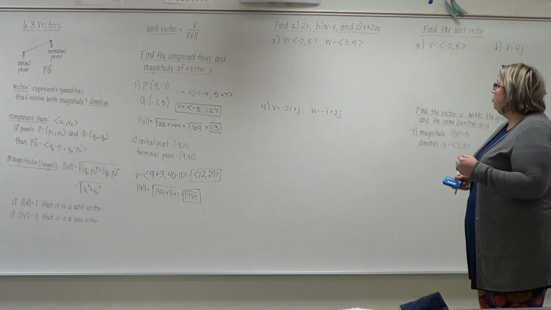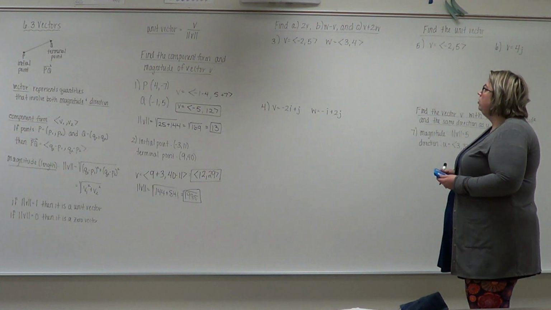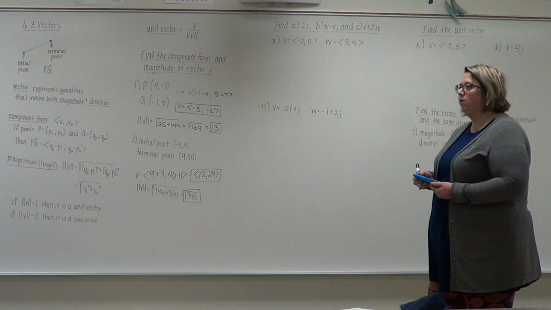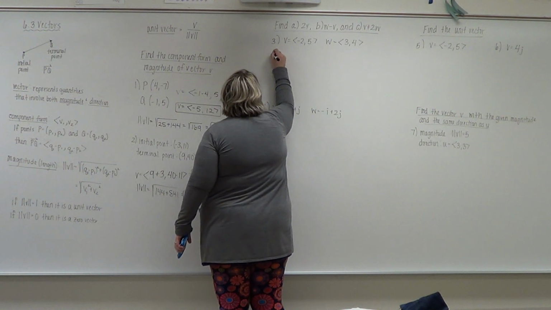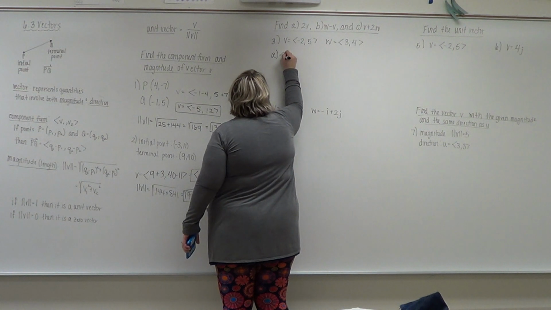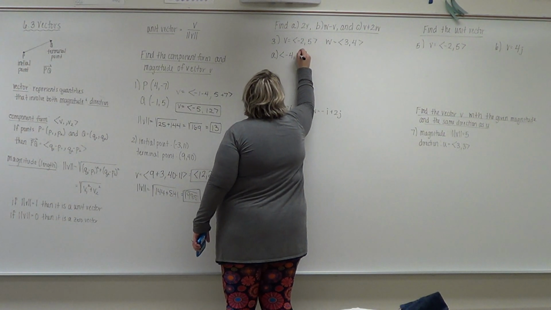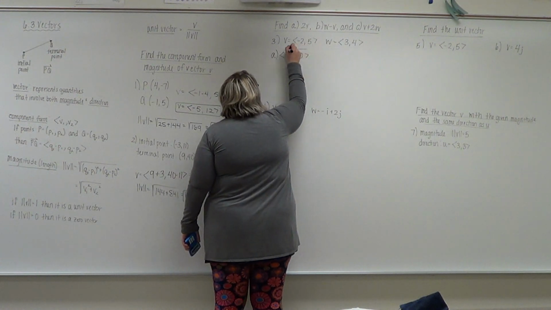Okay? So on 3 and 4, we're going to do 3 parts, A, B, and C. For part A, we want to take 2 times V. Well, if this is my vector V, and I want to multiply by a scalar, which is 2, you just multiply both parts by 2. So this vector would be <-4, 10>. That's all you would do.